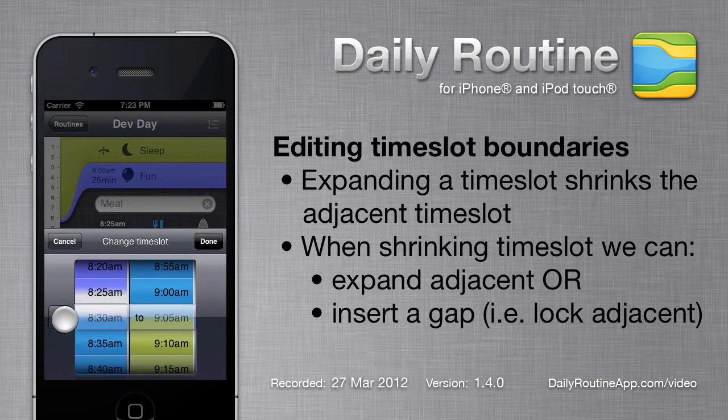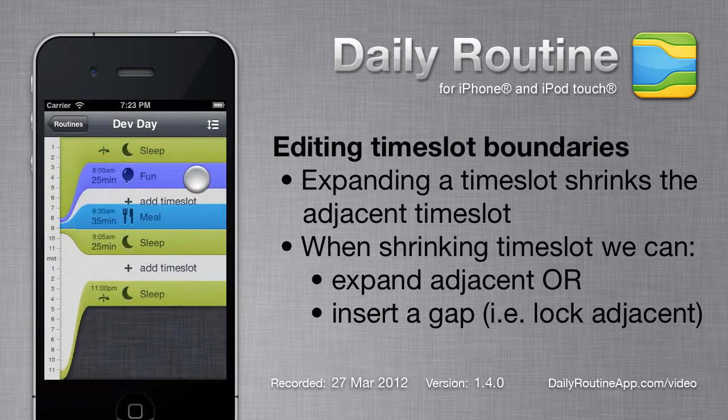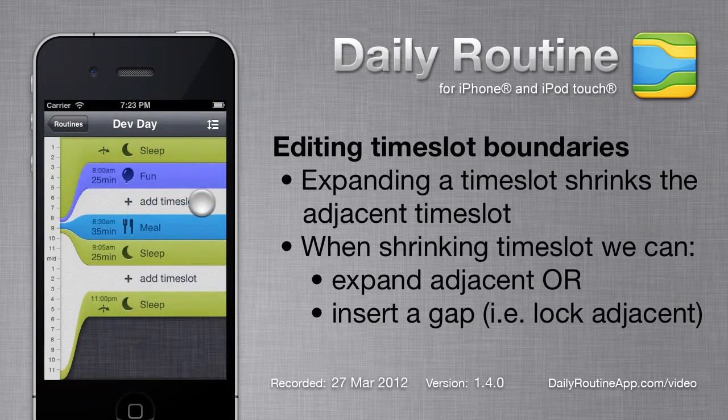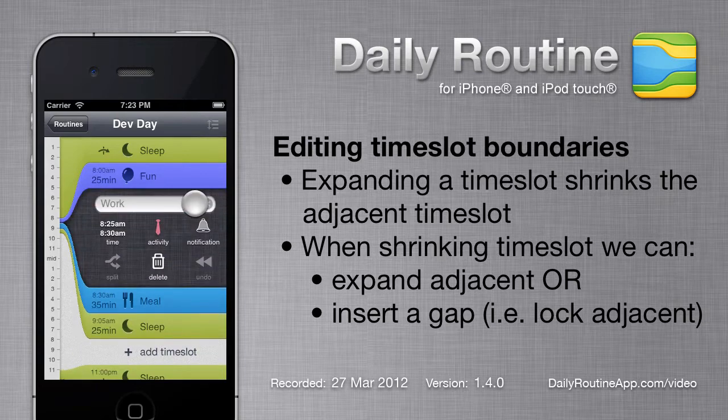Locking the previous time slot's end time will cause a gap to be inserted between the two time slots, which we can see as this grey patch between the two colors. And when we apply the change, there's now a gap. Of course, we can fill this gap by tapping the Add Time Slot button.